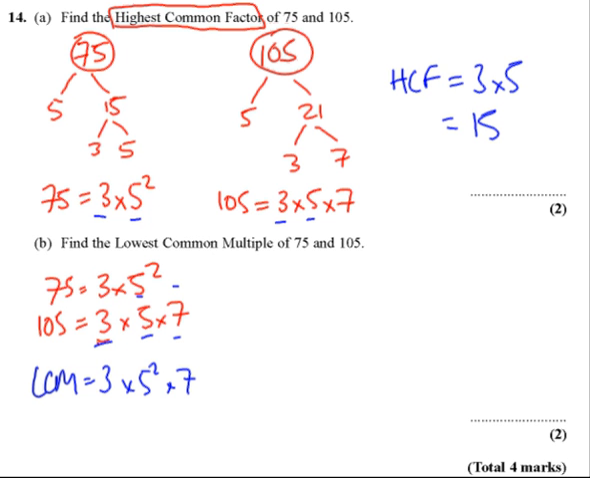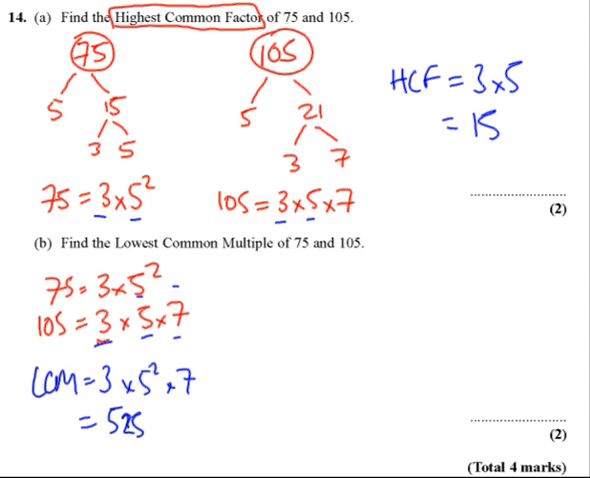The other way you can do it, where you have to work out what it is, it's going to be 25 times 3, which is 75, times 7. No, 5, 2, 5, sorry.